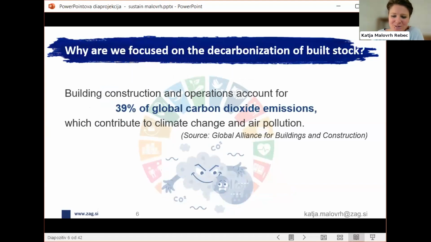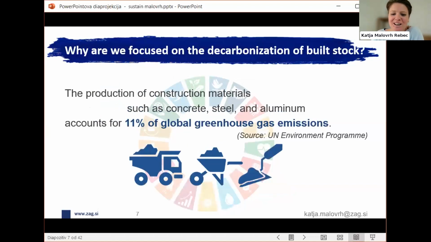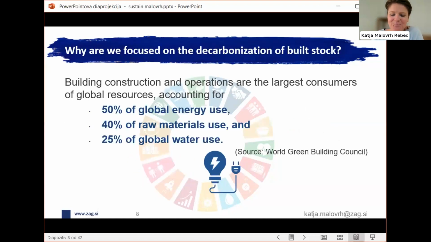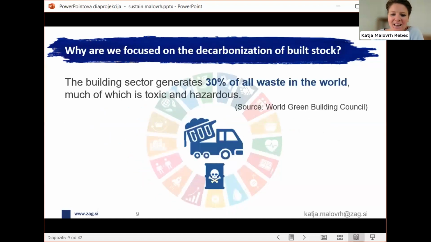We, in the building construction sector, account for almost 40% of global carbon dioxide emissions. And also, just with the production of construction materials such as concrete, steel, and aluminum, we produce like 11% of global greenhouse gas emissions. And then also, the building sector generates like 30% of all waste around the world. Some of it not so little toxic or hazardous.